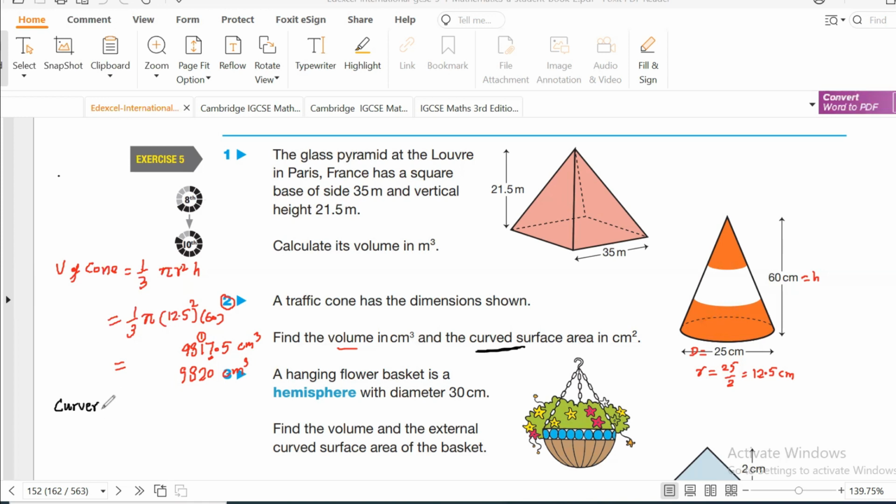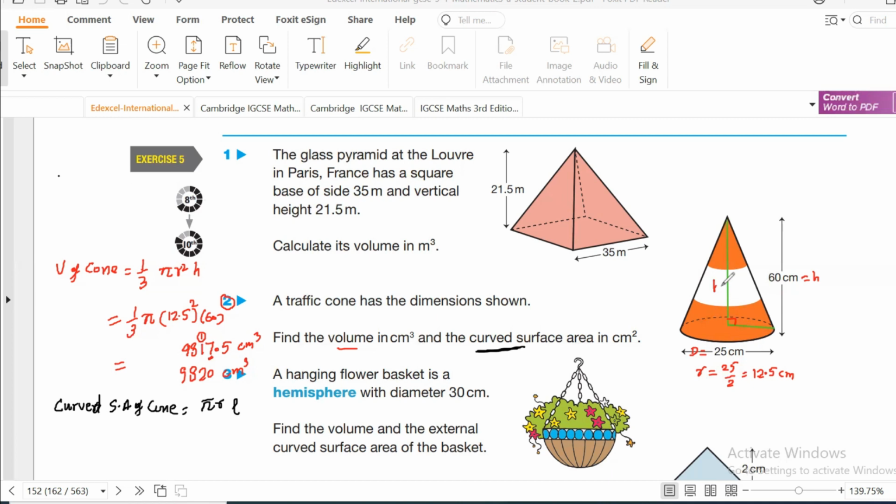Curved surface area of a cone is equal to pi r L. Remember that L we don't know, but here we know the height. So if we draw one line in the shape, straight down in the center, and from the center to the end at 90 degrees, this one.